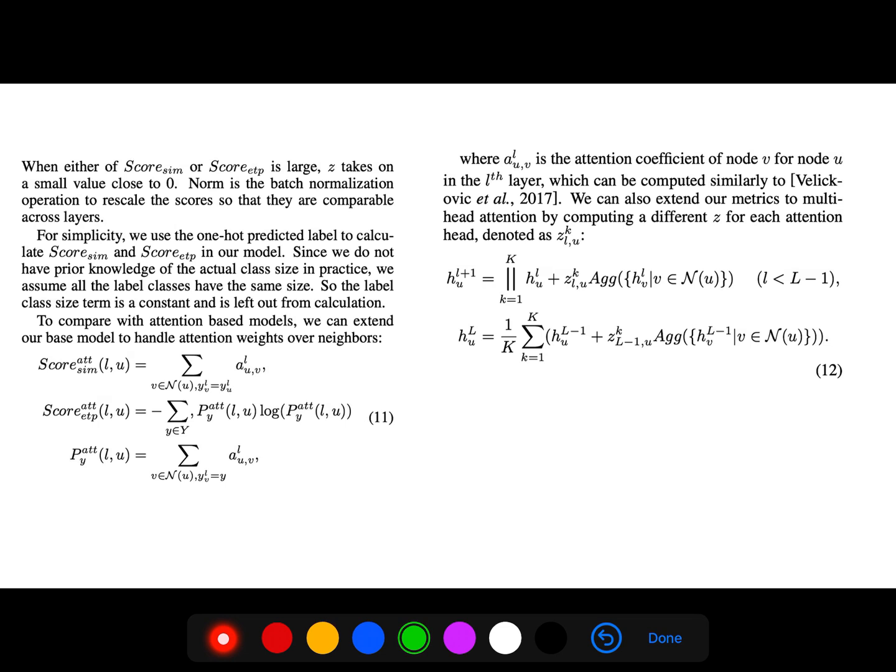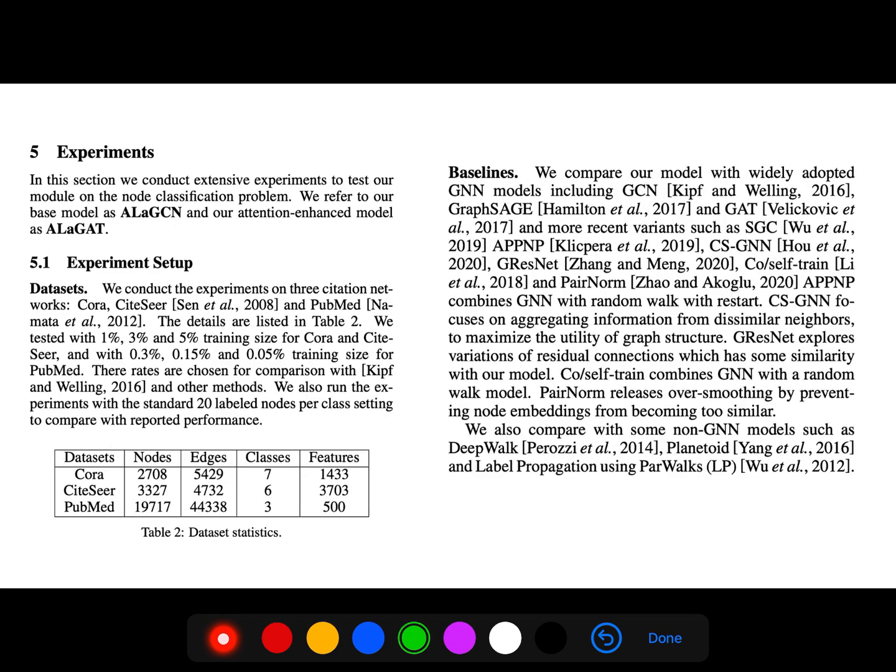For simplicity, we use the one-hot predicted label to calculate the score, and since we do not have prior knowledge of the actual class size in practice, we assume all the label classes have the same size. So the label class size term is a constant and is left out of the calculation. To compare with the attention-based models, we can extend our base model to handle attention weights over neighbors. We can also extend our metric to multi-head attention, like this.